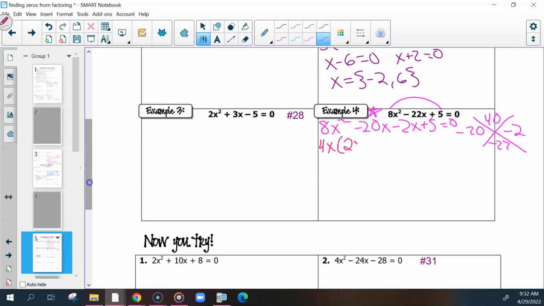Right. 2x minus 5. And what could we divide out of the last two? And negative 1, because this is negative. Which would leave us with 2x minus 5. What would our two factors be? 4x minus 1, 2x minus 5. Make sure this is still equal to 0. Now we're going to set both factors equal to 0 and we'll have to solve both.